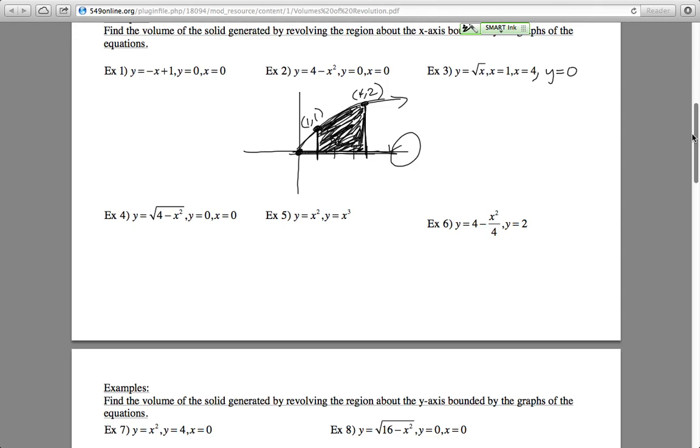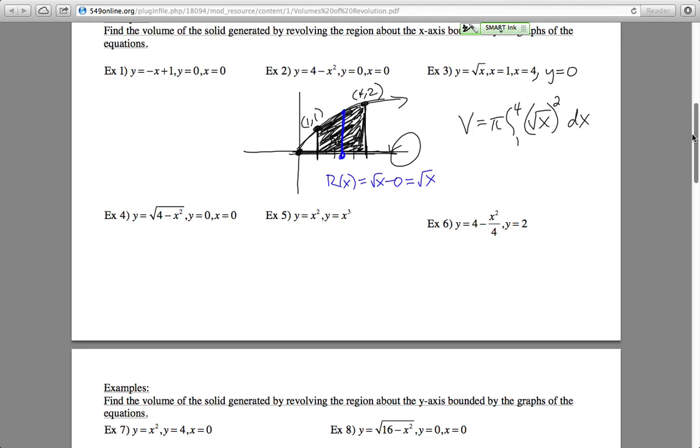So who wants to give me the radius? The radius is measured from the axis of revolution to the function. So the radius is top minus bottom: the square root of x minus 0, which is just the square root of x. So the volume is pi times the integral from 1 to 4 of the square root of x squared dx.